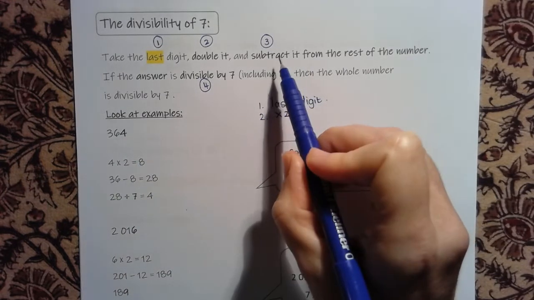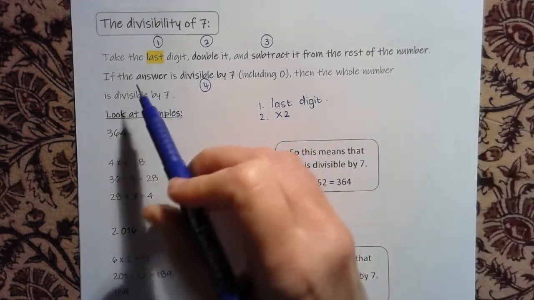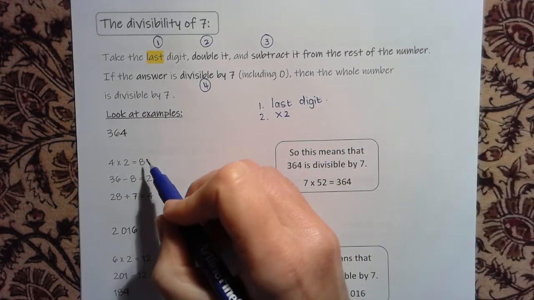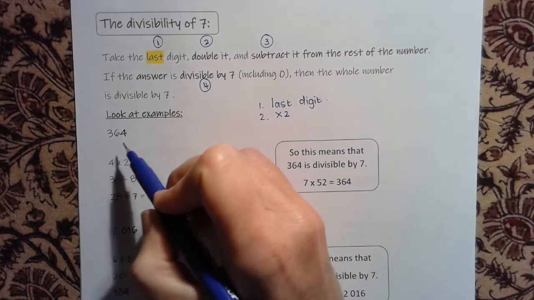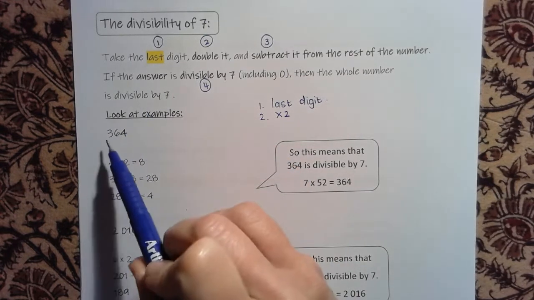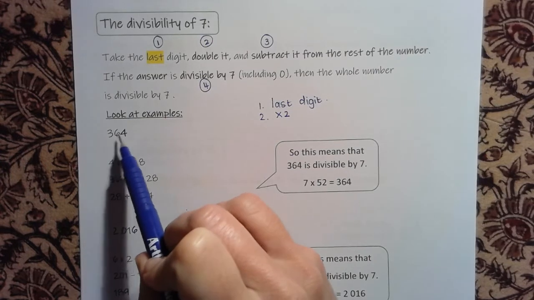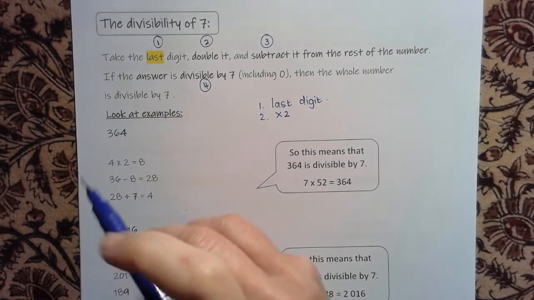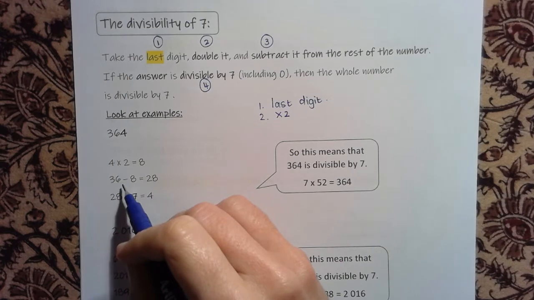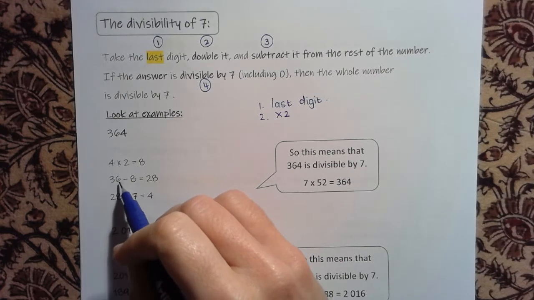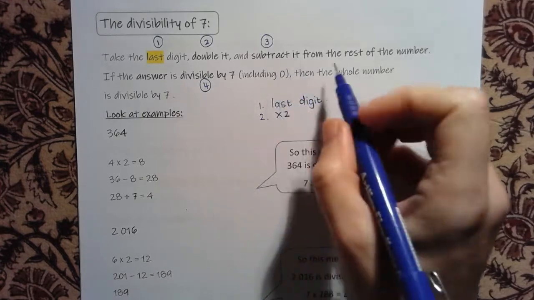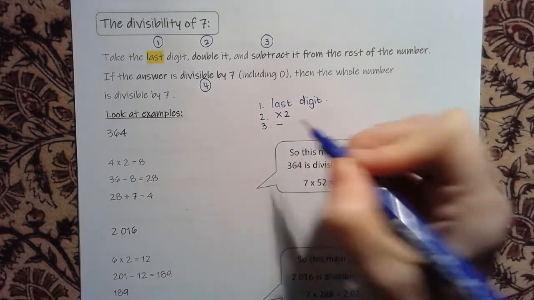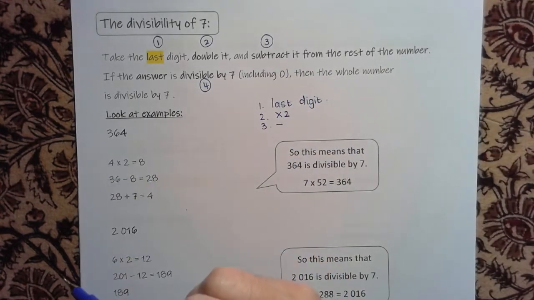What's the next step? Subtract it from the rest of the number. Take the 8, and you're going to subtract from the rest of the number. What does that mean? It's not 360, we're just going to subtract it from the rest of the digits. So what's left is the 3 and the 6, and that makes 36. Okay? So you're going to say 36 minus 8, and you get 28. Right? So that was step number 3. You subtracted from the rest of the number.